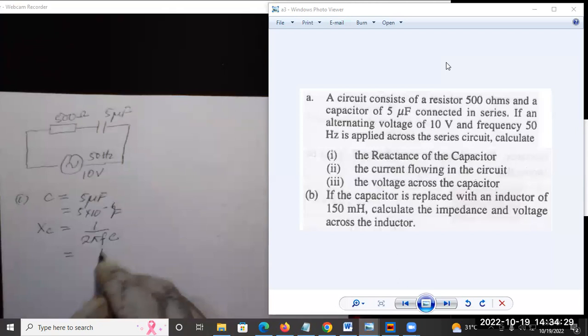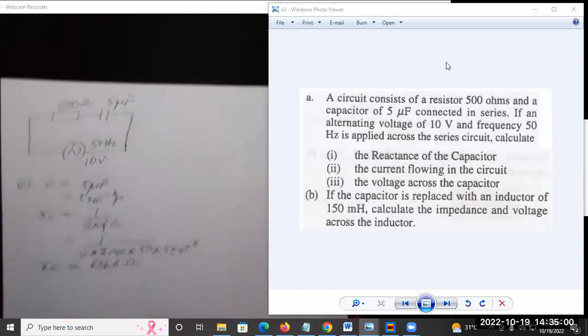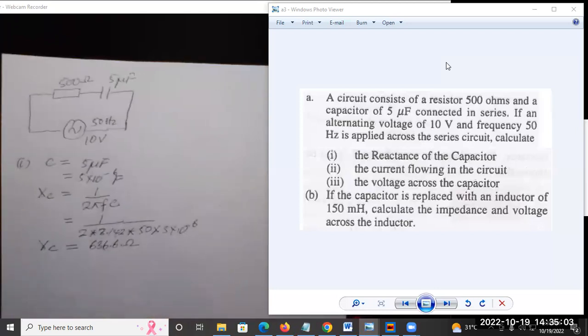Substitute the value, we have 2, we use pi as 3.142. The frequency is 50. Then we have the capacitance, which is 5 times 10 to the power minus 6. Using the calculator, we have the value to be given as 636.6 ohms. That should be the value for the capacitive reactance of the capacitor.